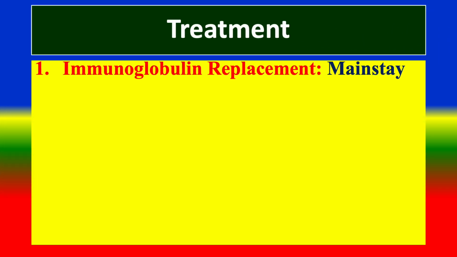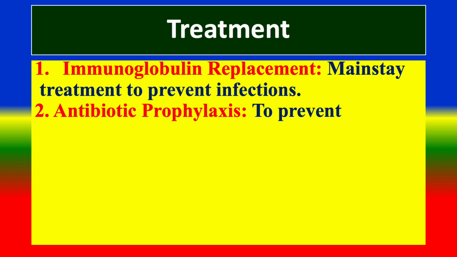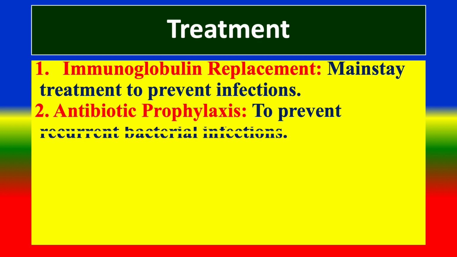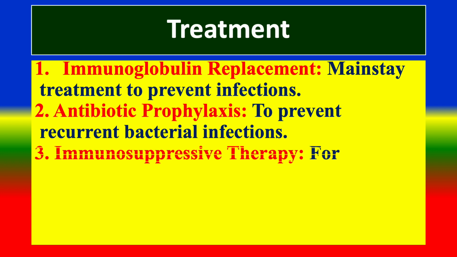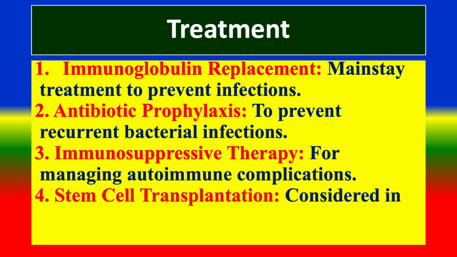Treatment. 1. Immunoglobulin replacement, mainstay treatment to prevent infections. 2. Antibiotic prophylaxis to prevent recurrent bacterial infections. 3. Immunosuppressive therapy for managing autoimmune complications. 4. Stem cell transplantation, considered in severe cases.